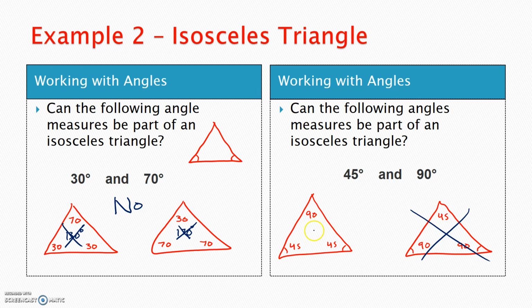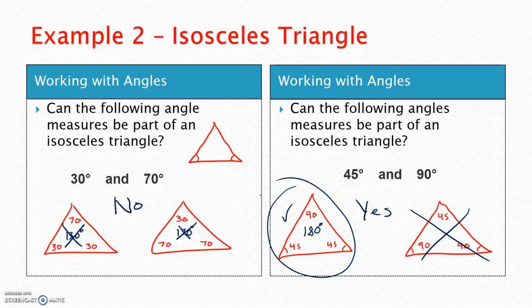So what about the first situation? Well, what's 45 plus 45? That's 90, plus another 90, that is 180 degrees. So this one actually checks out. So we're going to say, can the following angle measures be part of an isosceles? We're going to say yes, at least one of these has to be true. In this case, this is the perfect combination.